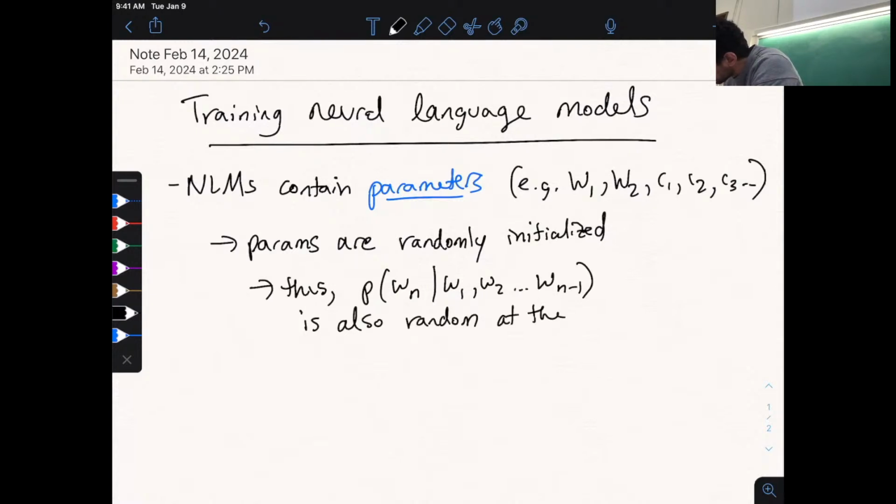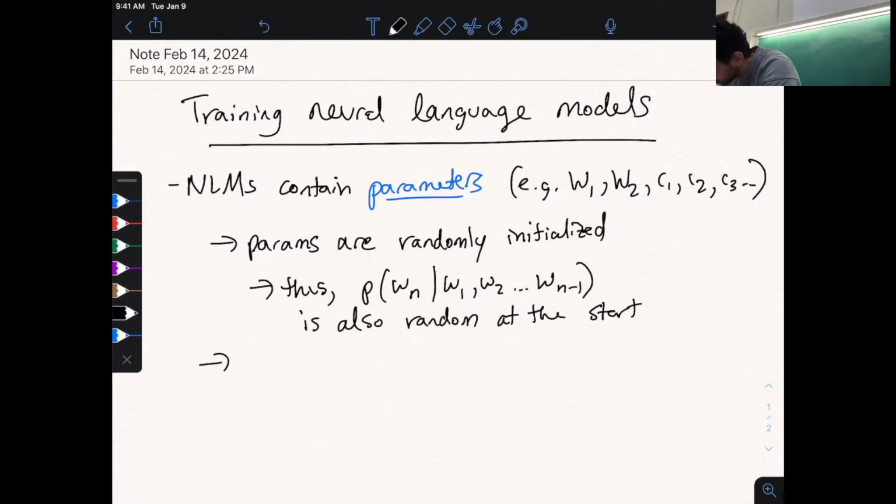at the start, right? So if I gave a randomly initialized model the prefix students opened there, I should not expect this model to put high probability on books without any sort of adjustment to these random parameters, right? It has no idea that books is plausible given this prefix. Our whole goal is to adjust the parameters such that books becomes a high probability next word given this prefix.